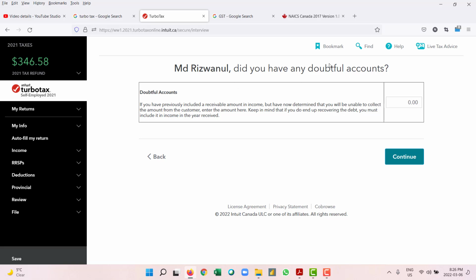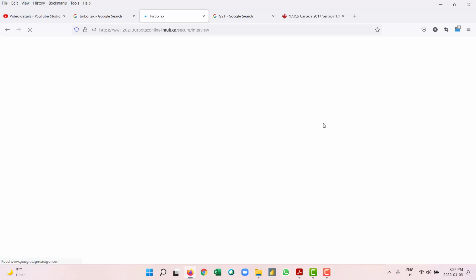So if you are not a tax accountant, you might be puzzled about what a doubtful account is. A doubtful account is when you give a product to some people, expecting to receive their payment within 3 months. But after the 3 months have passed, you have received nothing. So this will be considered doubtful. That doesn't apply to me. Click continue.